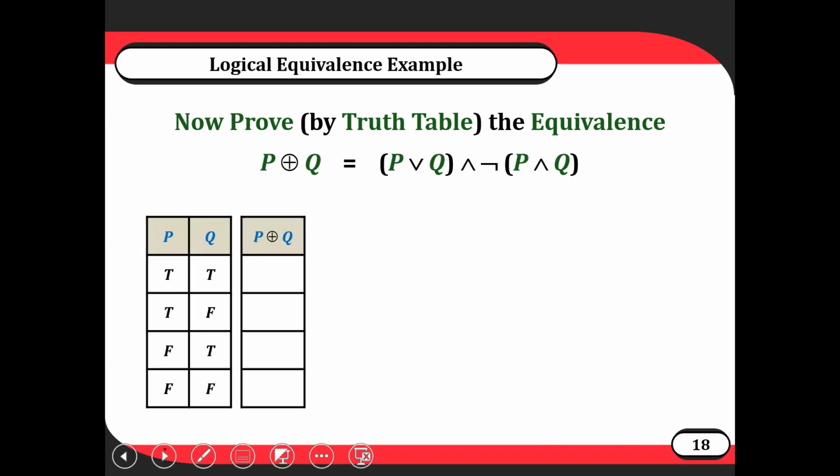So we write up our truth table. We know P exclusive OR Q: if both P and Q are true, then this is false. But if only one of them is true, then it is true. And if both of them are false, then it's false. So now we figured out this expression, and we have a column for it.